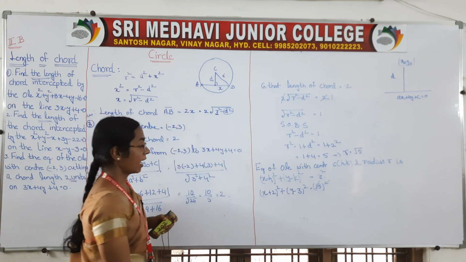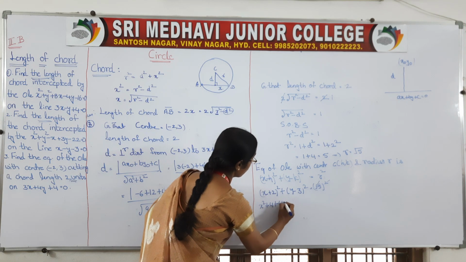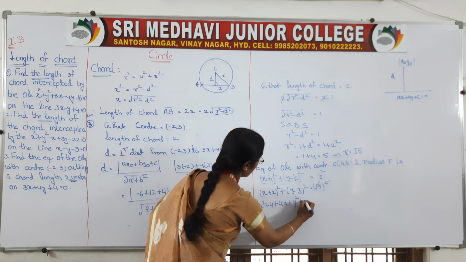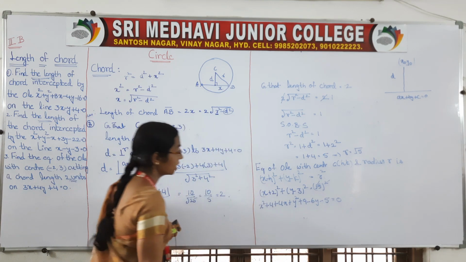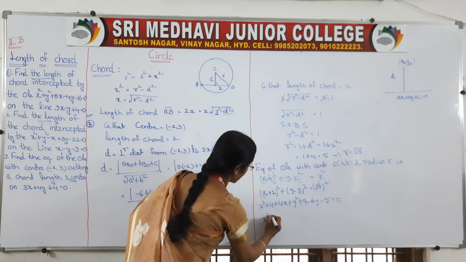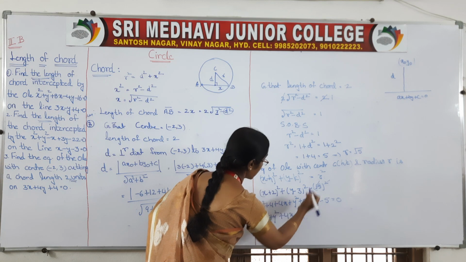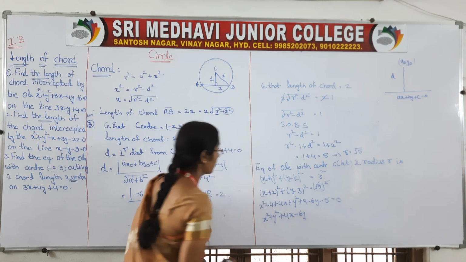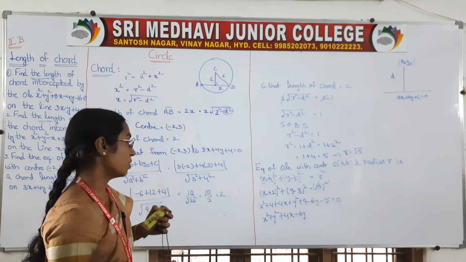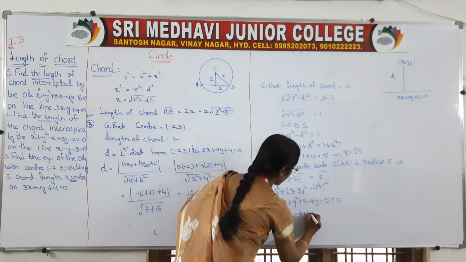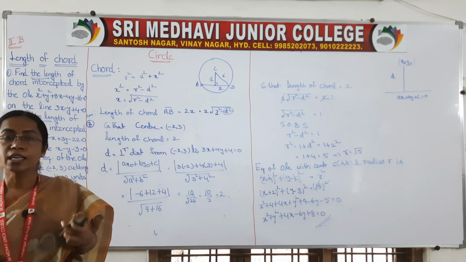The square root will cancel. Expand it: x square plus 4x plus 4, plus y square minus 6y plus 9, and bring that 5 to this side as well. So x square plus y square, next the x term 4x, next the y term minus 6y, and the last constant term 4 plus 9 is 13, minus 5 is 8, equal to 0. This is the required circle equation.